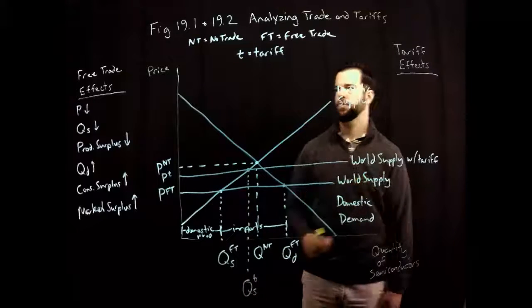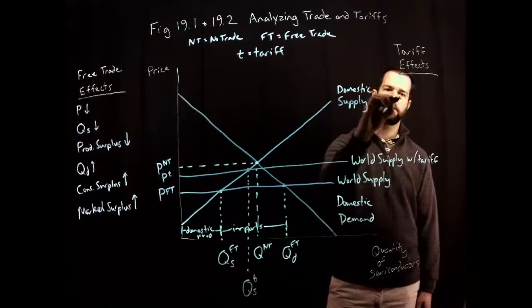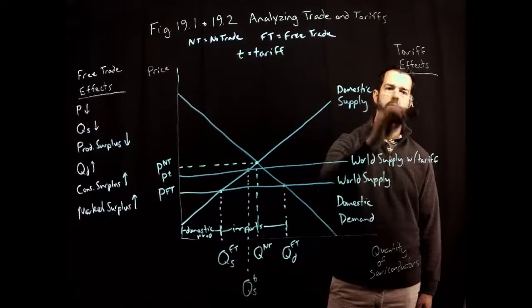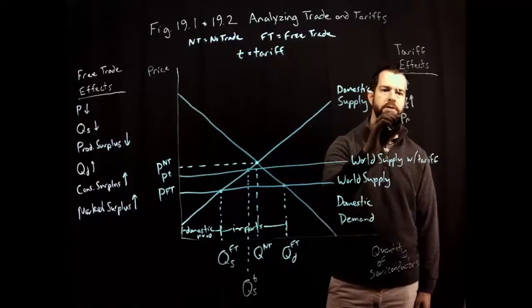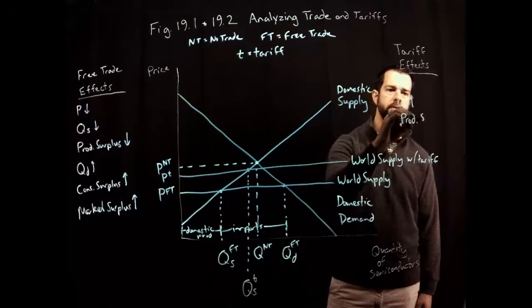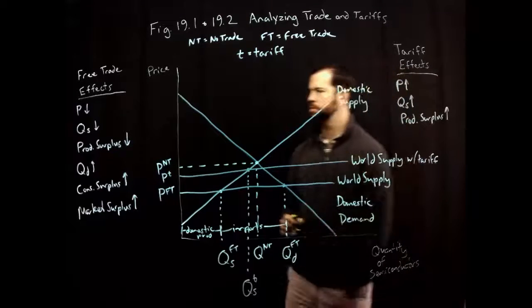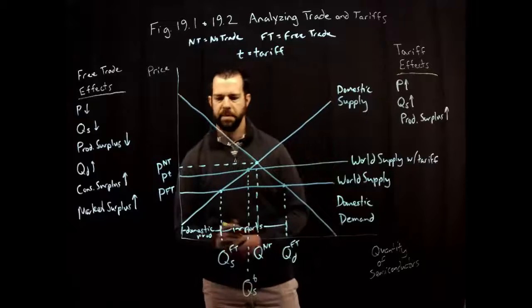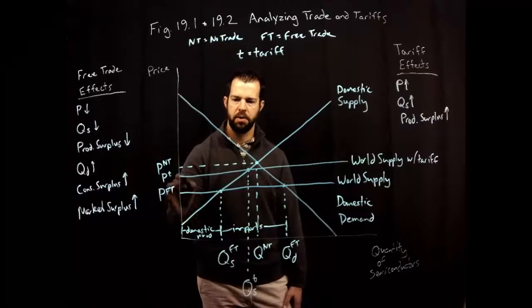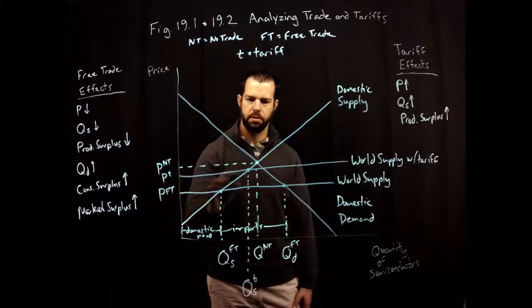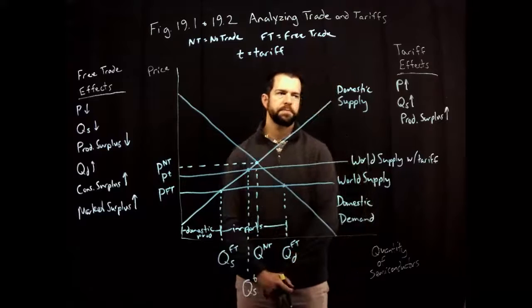Okay, so the first effect is that the price goes up and the quantity supplied domestically goes up. Okay, and producer surplus, you guessed it, increases. Okay, so this was the producer surplus after free trade, but then with this protectionism, their producer surplus expands to that triangle. All right.